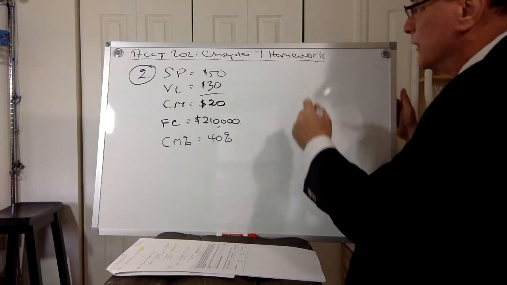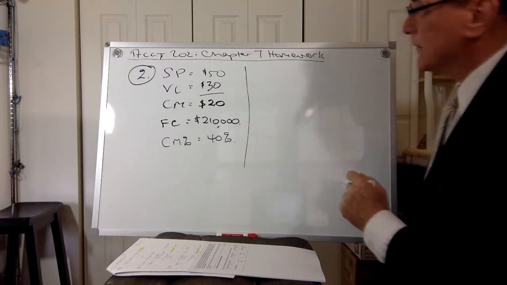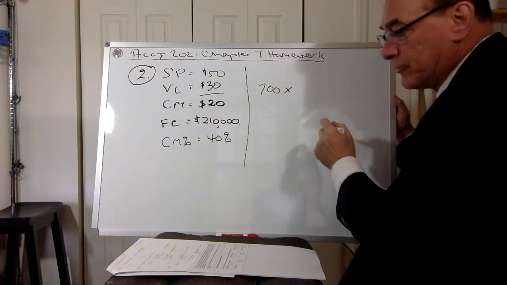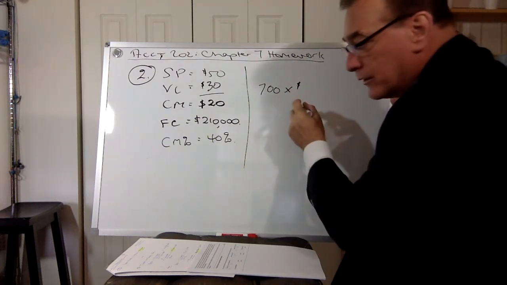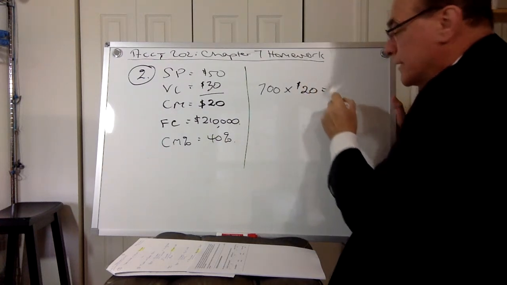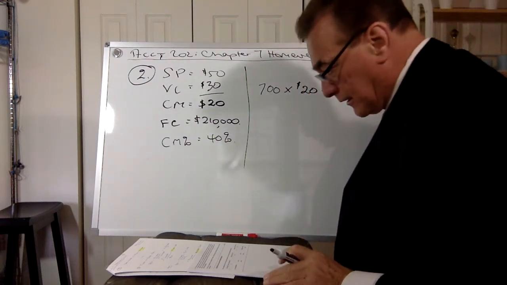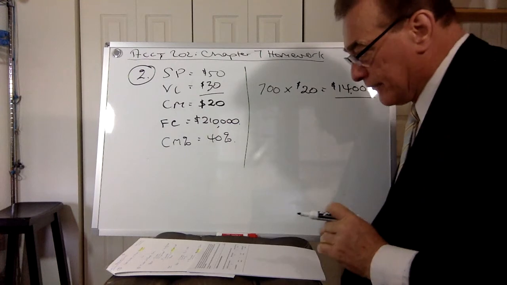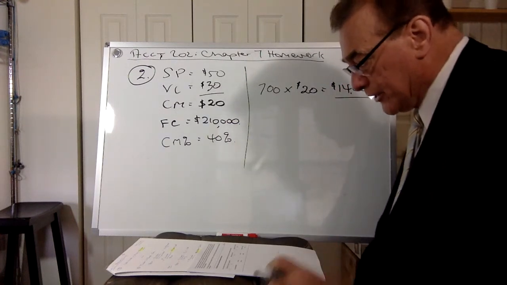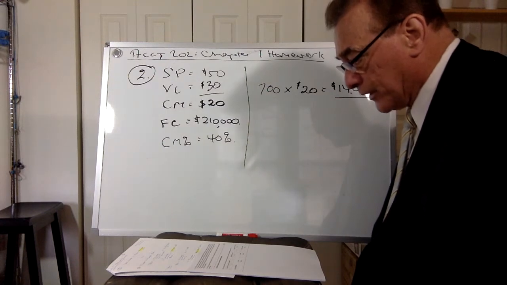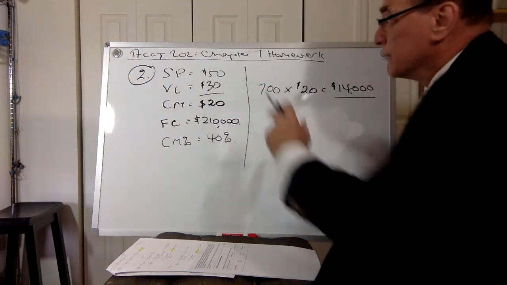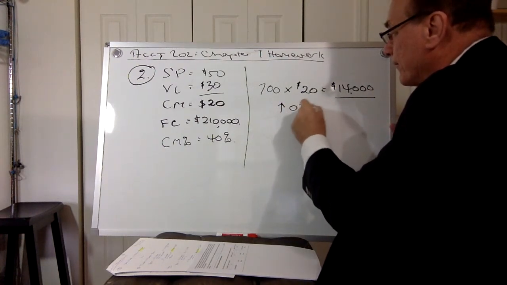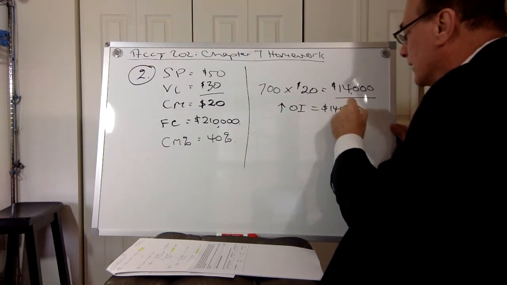Okay, so all you do for this one, here's the information again from question 1. So we've got 700 tickets. The contribution margin is $20. So the answer is going to be $14,000. If they sold an additional 700 tickets at $20 contribution margin, so it's $50 minus $30, their operating income would increase by $14,000.